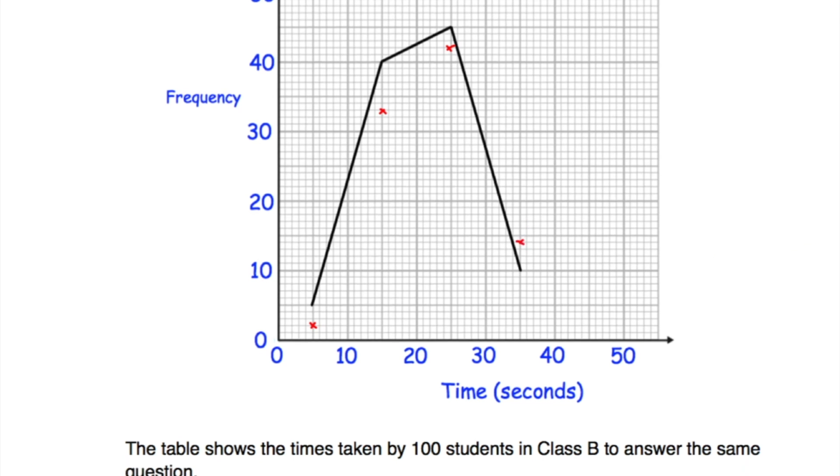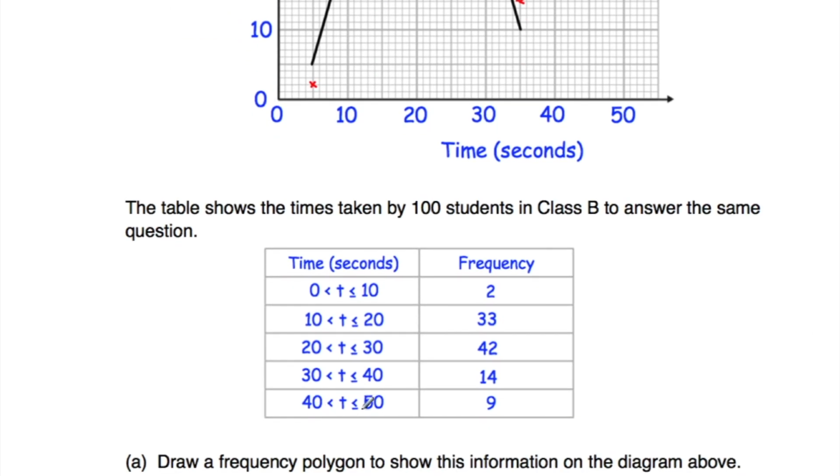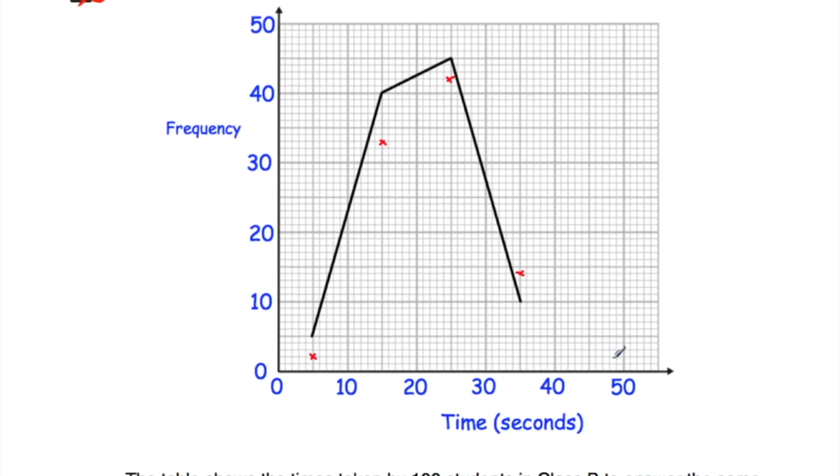And finally, our last point is between 40 and 50 seconds. We're plotted at 45 seconds and we want to go up to 9. So we're going to go to 45 seconds and up to 9, which should be here.